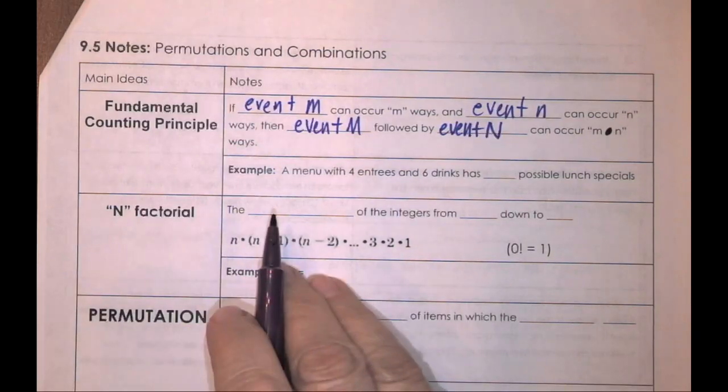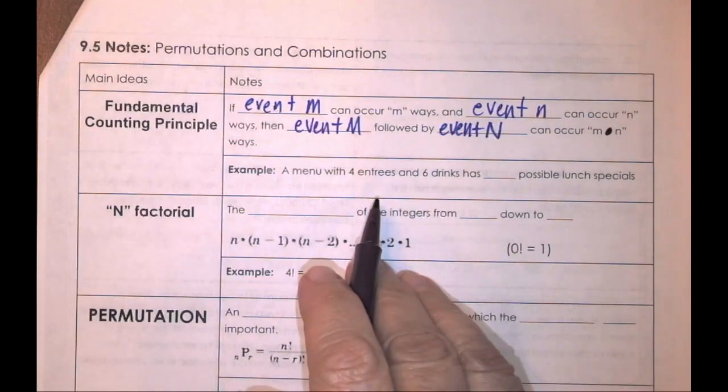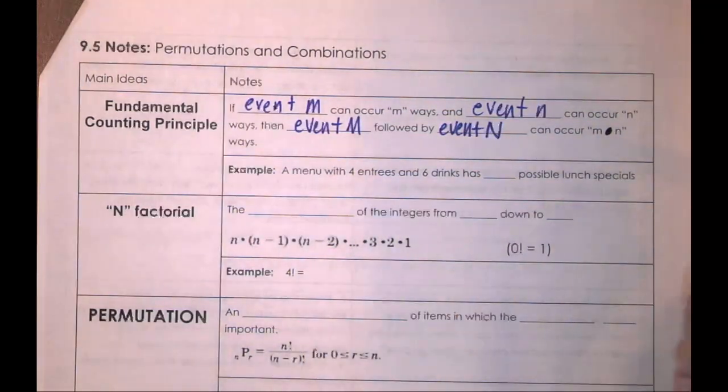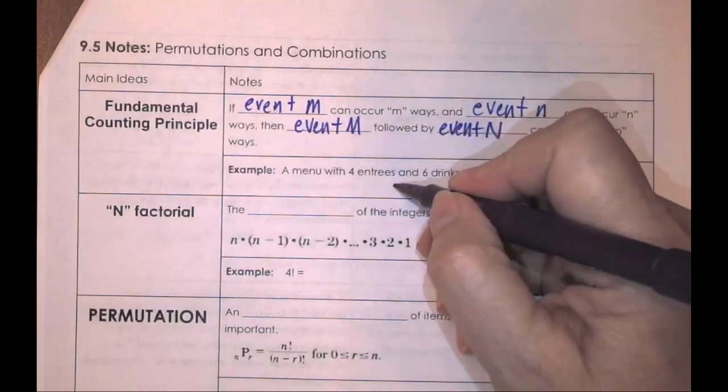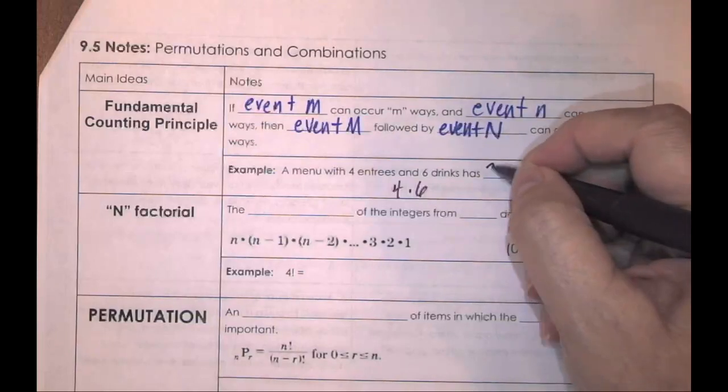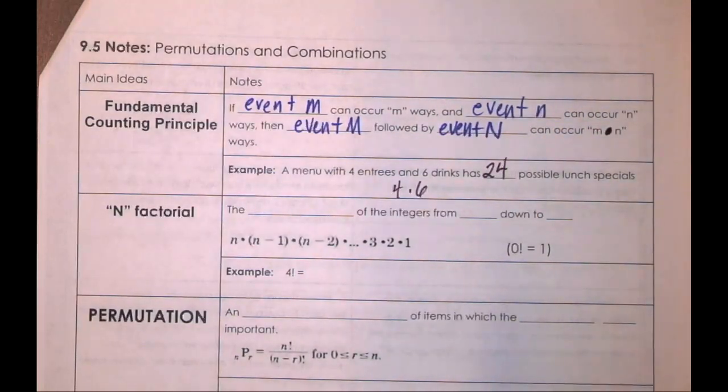So an example of that would be a menu with 4 entrees and 6 drinks. Remember that if you've got 4 outcomes that happen 6 ways, then we just multiply 4 times 6, and we get 24 possible lunch specials. We did a lot of that when we said you've got to pick out a shirt, pants, and belt out of 5 shirts, 3 pants, 2 belts. You would just multiply because you're just seeing how many possibilities there are.